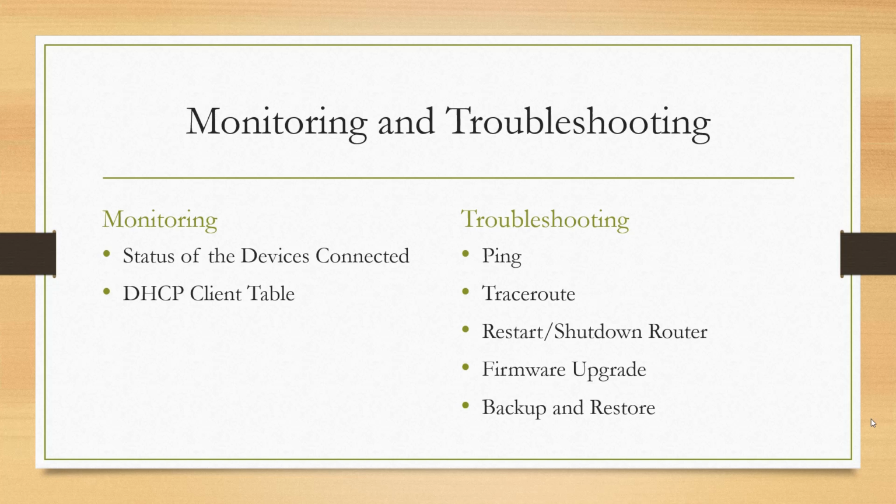Monitoring part, we have seen the status of the devices connected, the DHCP client table, what all devices are connected, what are the IP addresses being assigned, what is the MAC address. The troubleshooting part is being used for troubleshooting the connectivity between the router and the service provider using a ping command, trace command. You have option for restarting the router, firmware upgrade is an option available. Then you can take the backup and restore. So this is all, guys, about the Wi-Fi configuration, and hope you understood the concept, everything.